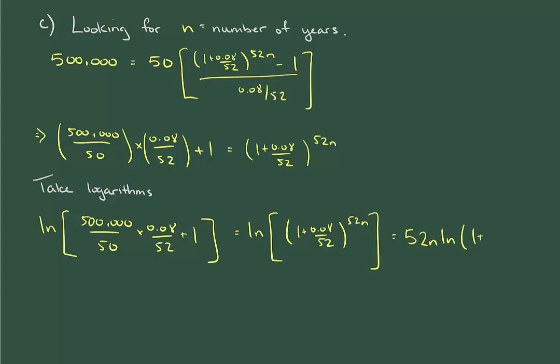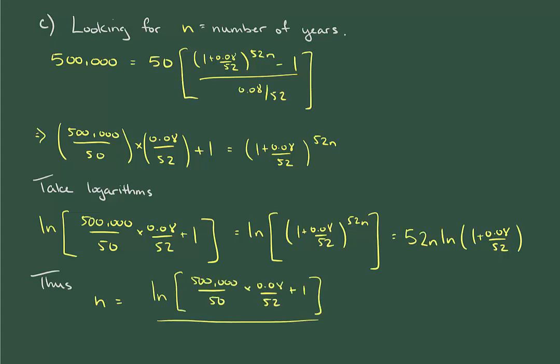Now we can use a logarithmic identity to pull that 52n out of the exponent. And now we can readily solve for n. And doing so is going to give us the following. We're going to have to use a calculator to work this out, but if you do that, you get 34.98 years, or effectively 35 years.